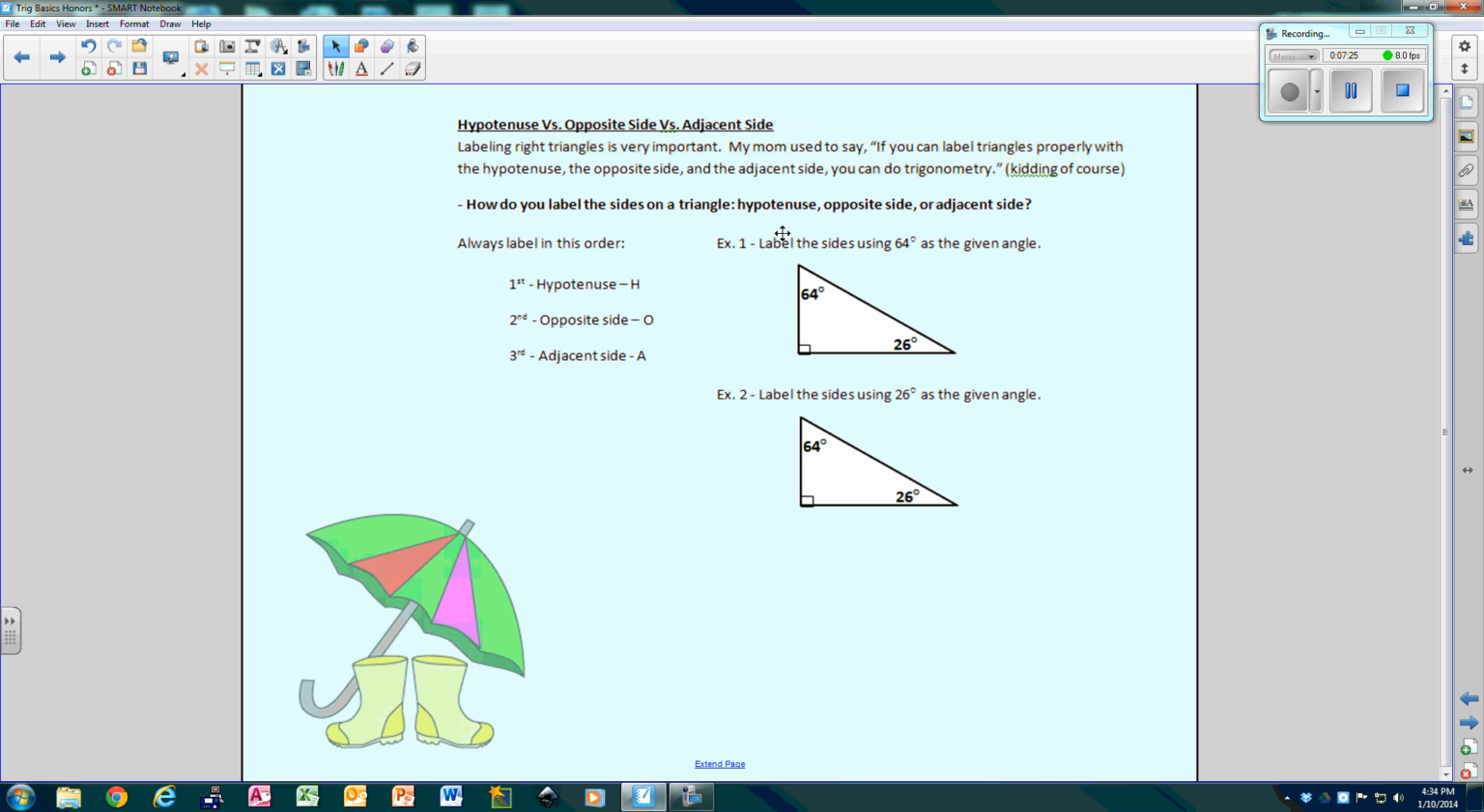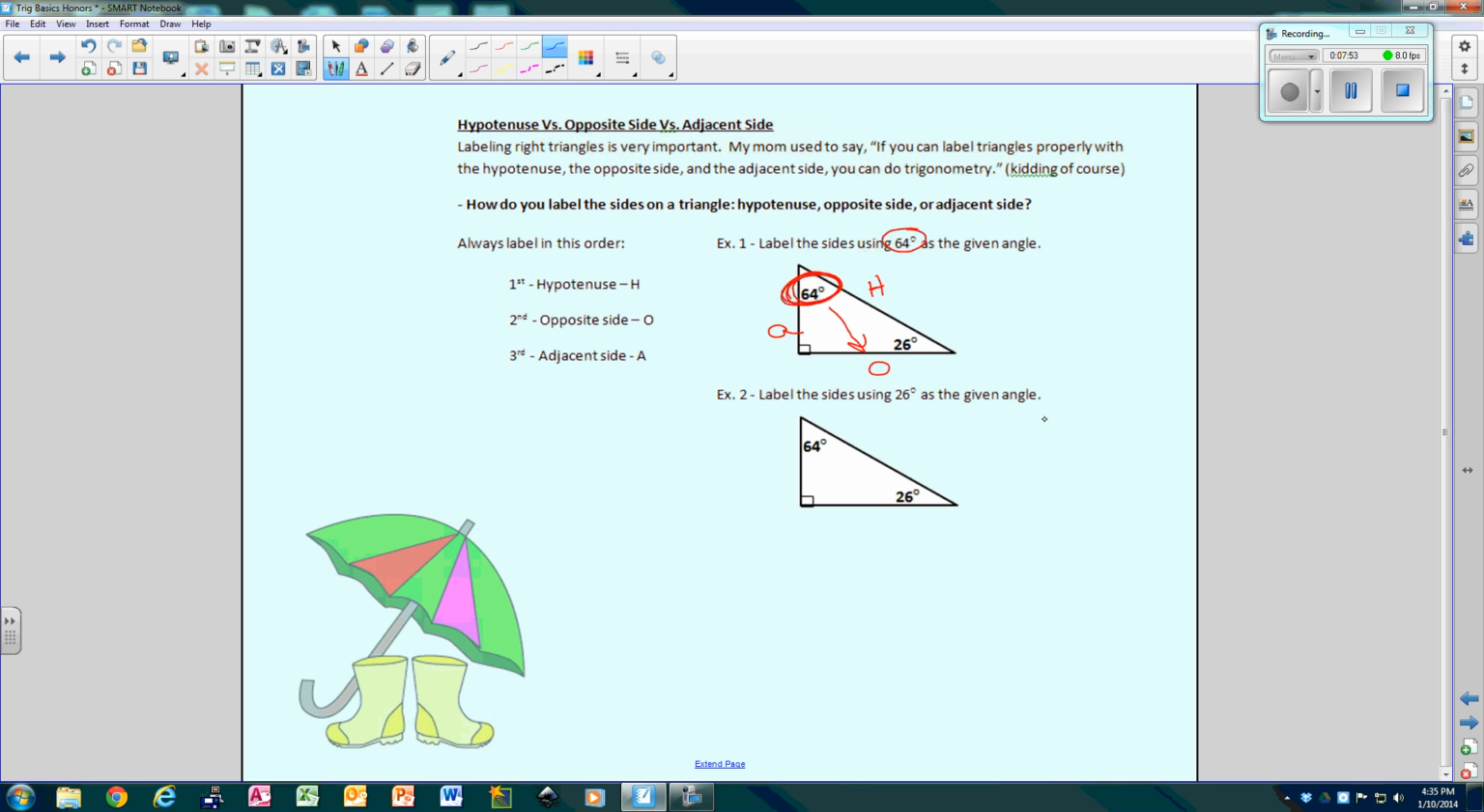How do you label the sides? So always go in this order. Always label the hypotenuse first because that one is the one that you know. That one never changes. It's always the same. So this would be my hypotenuse. Always. So I'm going to be referencing angle 64, so I'm going to circle my angle. This is the hypotenuse. The second one is always the one that's across from it. So that would be opposite, meaning this one has to be adjacent.